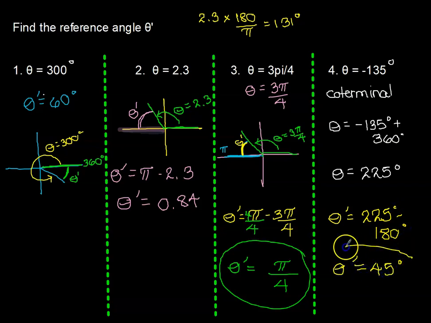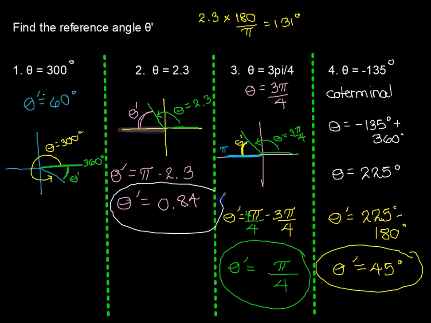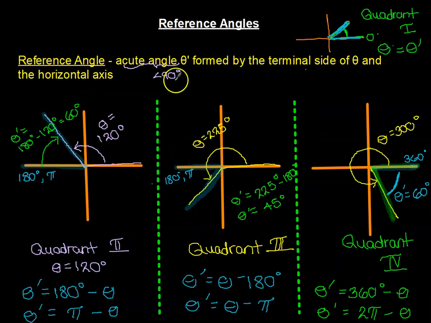Notice that every single one of these reference angles that are my answers is less than 90 degrees, or less than pi over 2 if you're in radians, so they're all acute. That's a good way to check your answer as well. Your reference angle should always be less than 90 degrees, or acute. And that's pretty much it. I hope this helps.